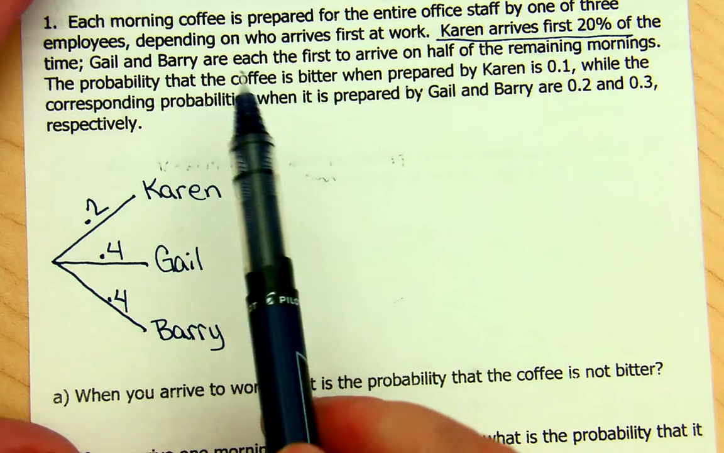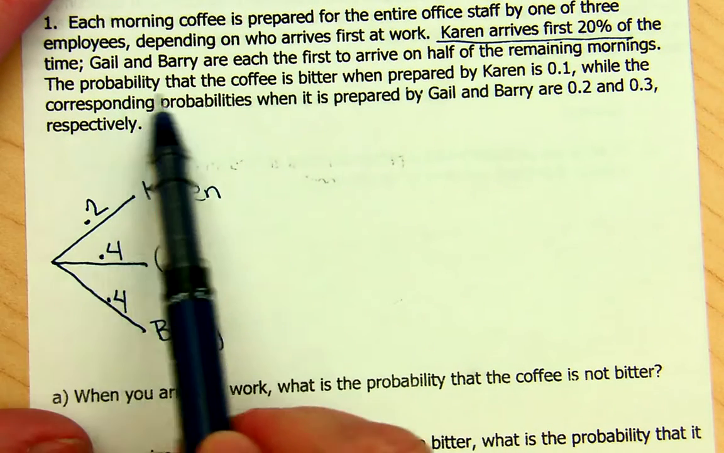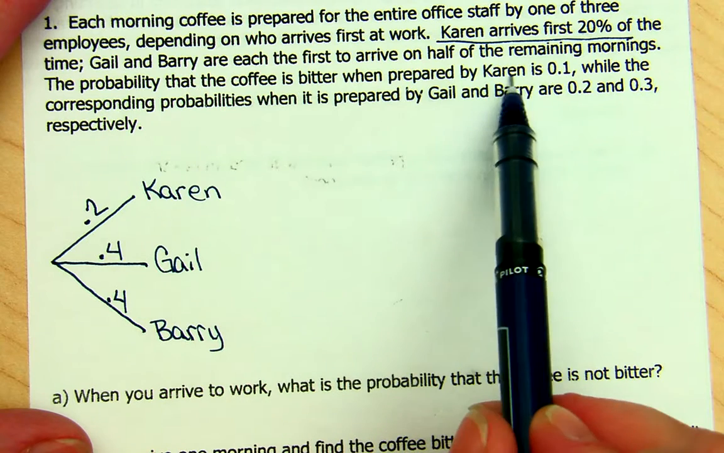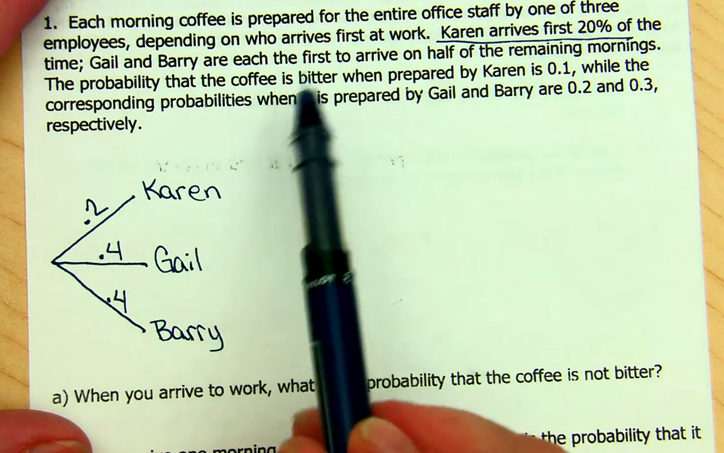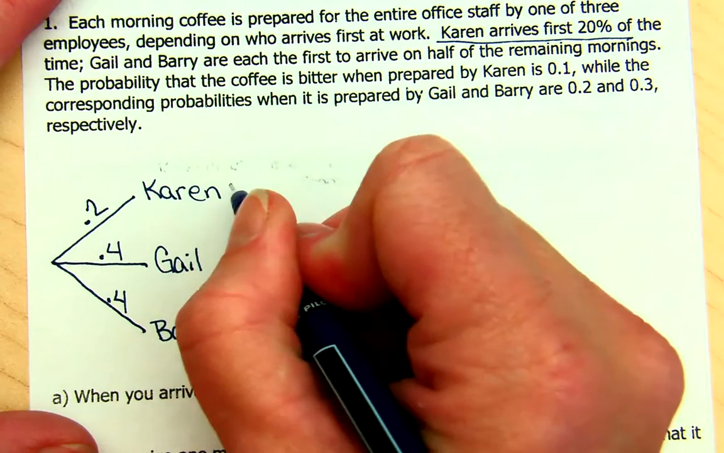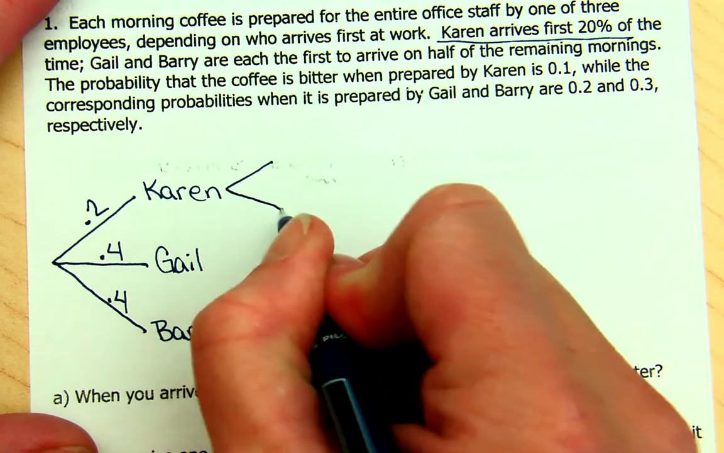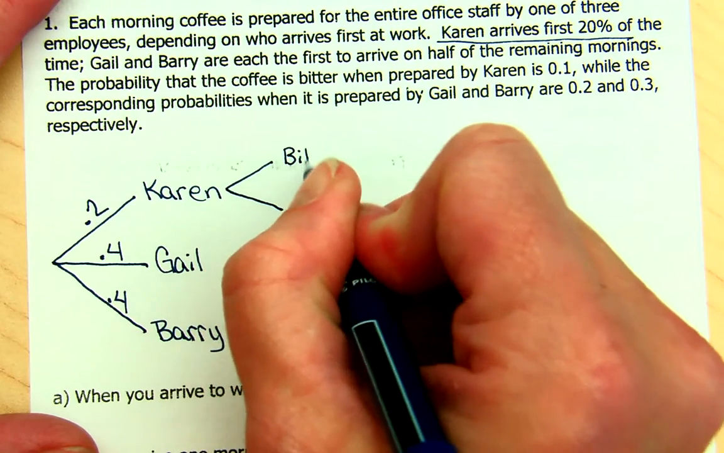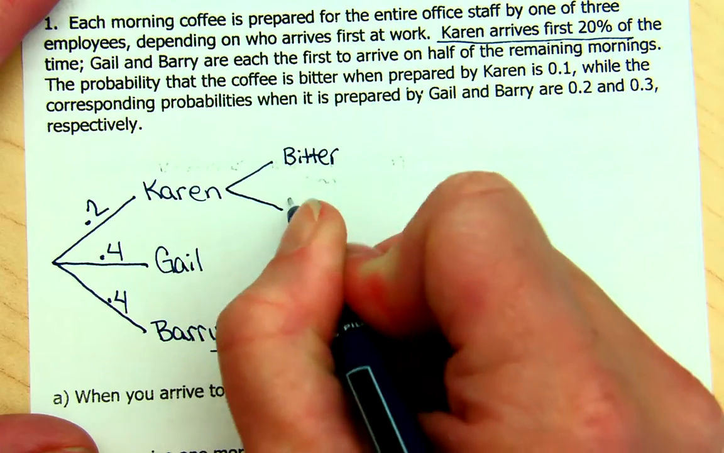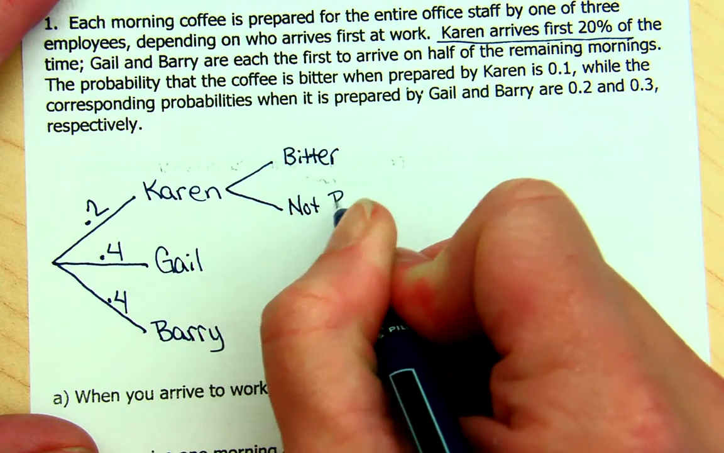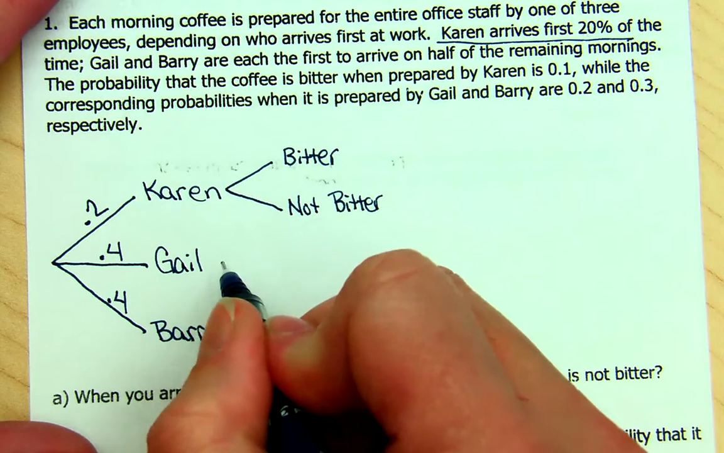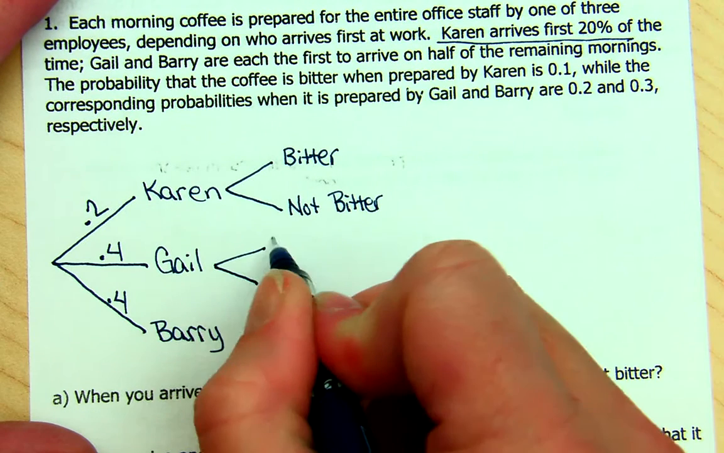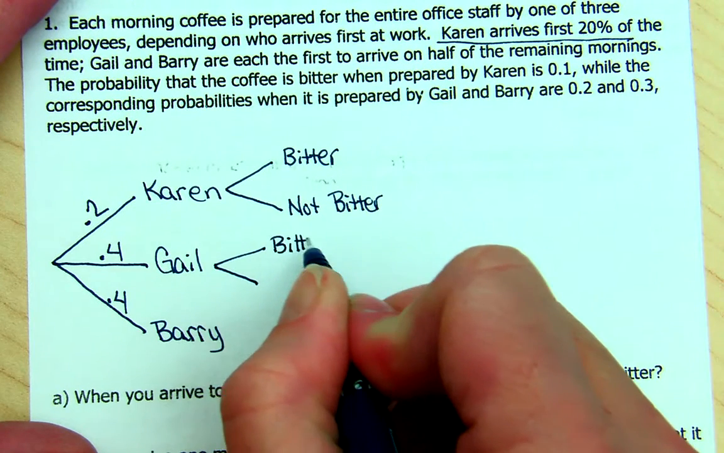Okay. Now we look and we see the probability the coffee is bitter when prepared by Karen is 0.1. So now we're deciding, is the coffee bitter? So we're going to say for this person it's either bitter or not bitter. And that's going to be the case for each person. We're going to decide if it's either bitter or not bitter.